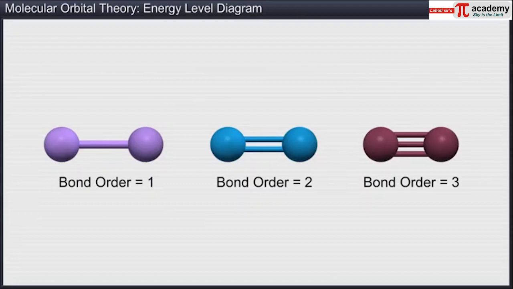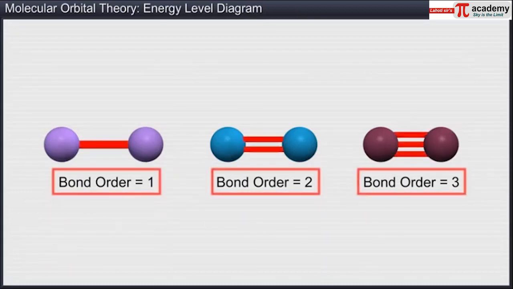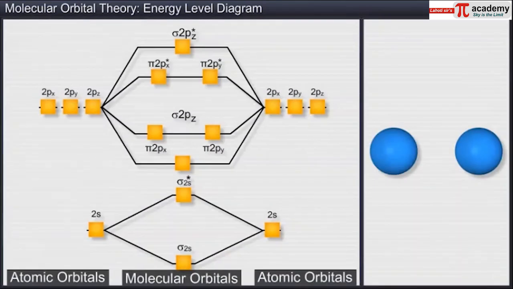As we know, the number of bonds between a pair of atoms is called the bond order. In terms of molecular orbitals, to calculate the bond order, we assume that two electrons in a bonding molecular orbital form one bond and that two electrons in antibonding molecular orbitals cancel the effect of one bond.